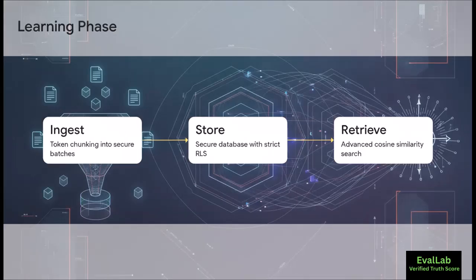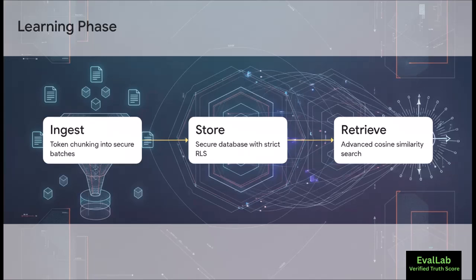This is the atomic ingestion pipeline, basically how the AI securely learns your documents. Step 1 is ingest. The system securely chops your documents down into smaller pieces called tokens. Step 2 is store. These chunks go straight into a secure database with strict row-level security. Honestly, think of it as a digital vault where absolutely zero cross-contamination can happen.